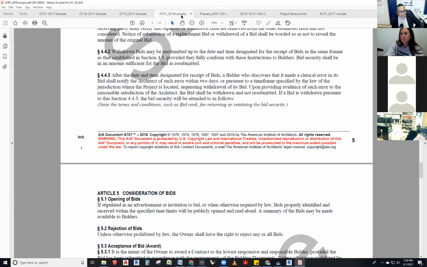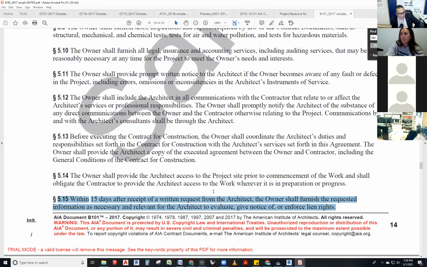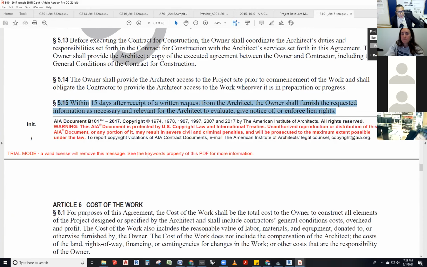I think the AIA didn't spare anything in not putting that portion there. I think they know that the owners may not even own that property, but you got to furnish some sort of information so that I can enforce a lien.